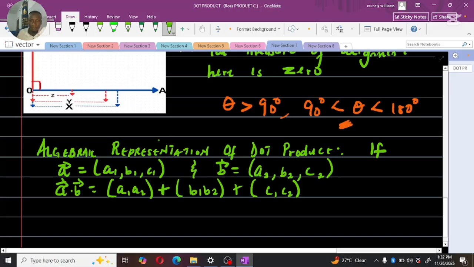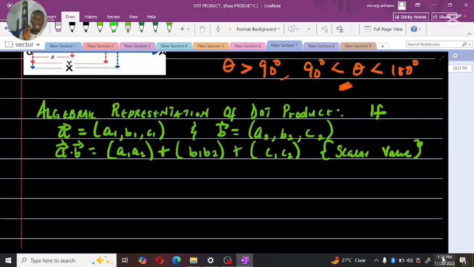So which means that when we take the dot product of these two, it is going to give us what? I've said it earlier. It's going to give us a scalar value. It's as simple as that. So we have a scalar value. So let's take an example here.